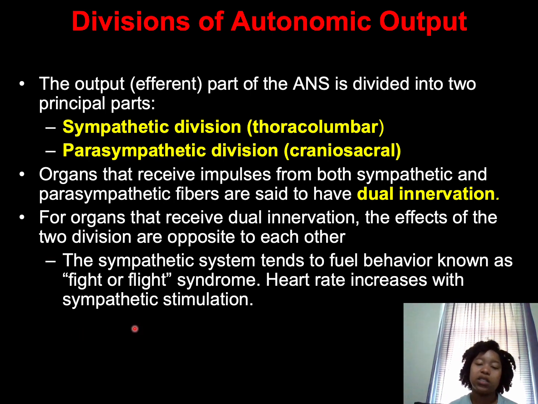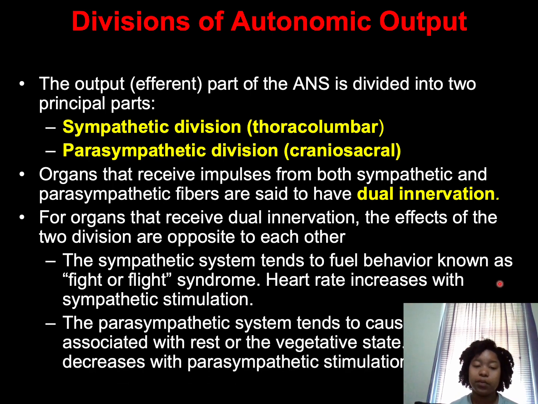Your sympathetic system tends to fuel behavior that's known as your fight or flight syndrome. So that's when your heart rate increases with sympathetic stimulation. That was a good example of what I just gave. Your sympathetic stimulation is going to cause your heart rate to increase. On the flip side of that, your parasympathetic division is what's going to cause your heart rate to decrease. But again, that sympathetic stimulation is like fight or flight. So when you think of that immediate fear response, that's usually a sympathetic action.